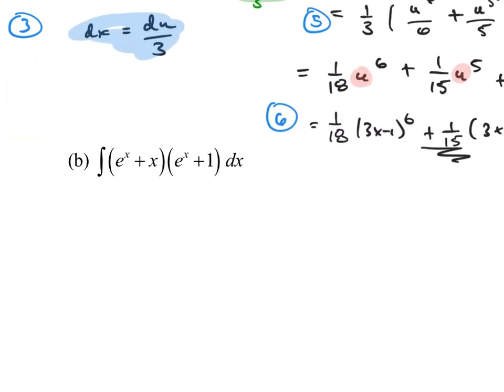Okay, let's look at this next problem here. Again, one of our options here would be trying to distribute and then integrating each individual part, but that actually turned it into a more difficult integral that we don't have the integral techniques to solve yet. So what's the easiest way of doing this is through U substitution.